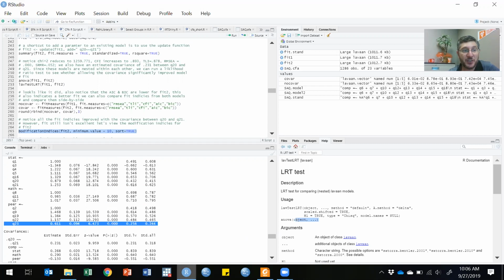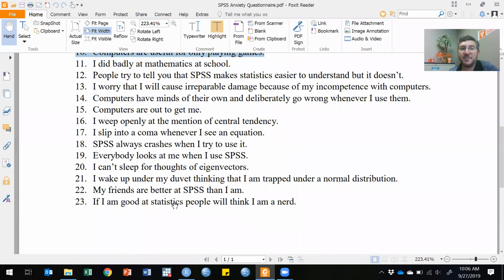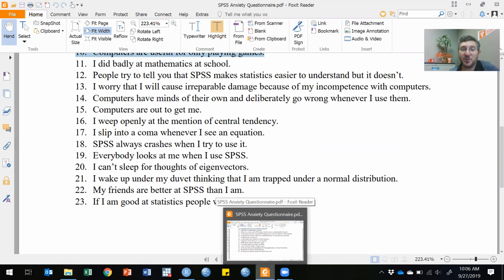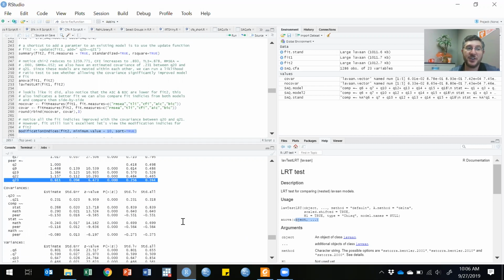Question 23 is the peer evaluation: if I'm no good at statistics, people will think I'm a nerd. It seems to relate to the other ones, but maybe it's just not as strong as the other items.